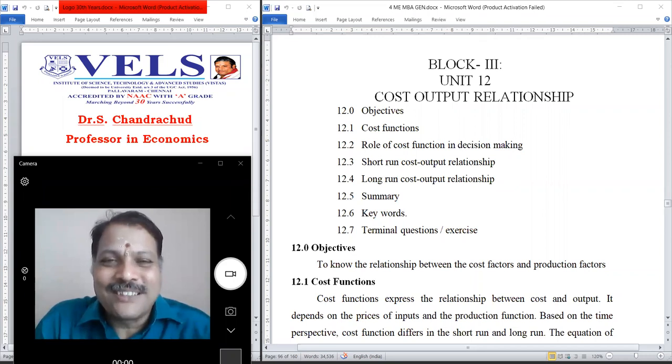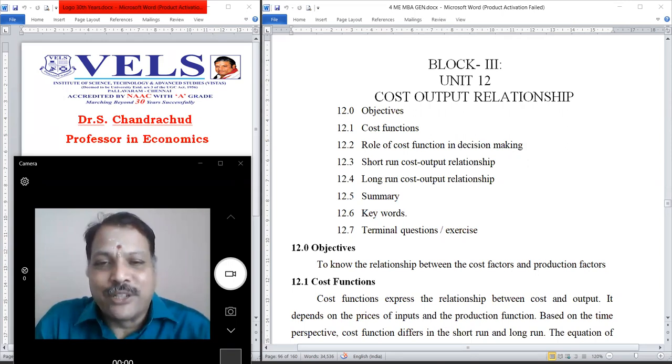Today's topic is cost output relationship. This is coming under Block 3, Unit 12. In this class, we are going to discuss how to construct the cost function and the role of cost function in decision making and cost output relationship both in short run and long run. These are the things that we are going to cover in this class.